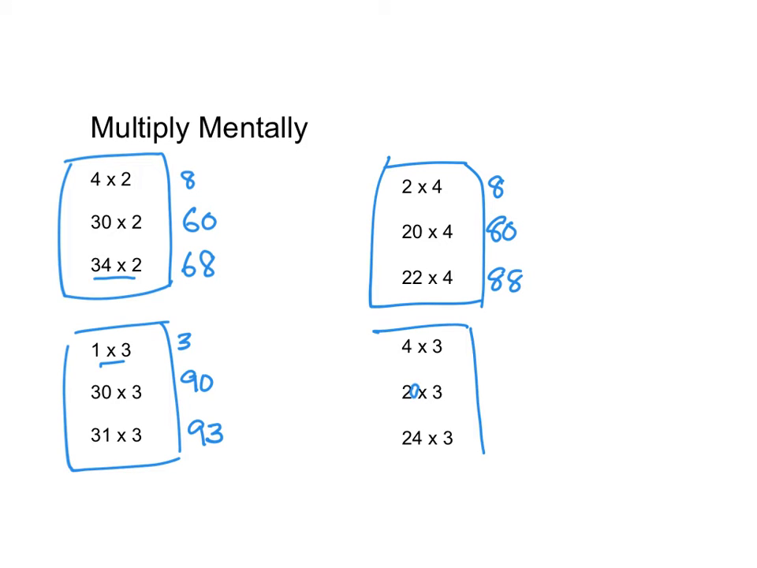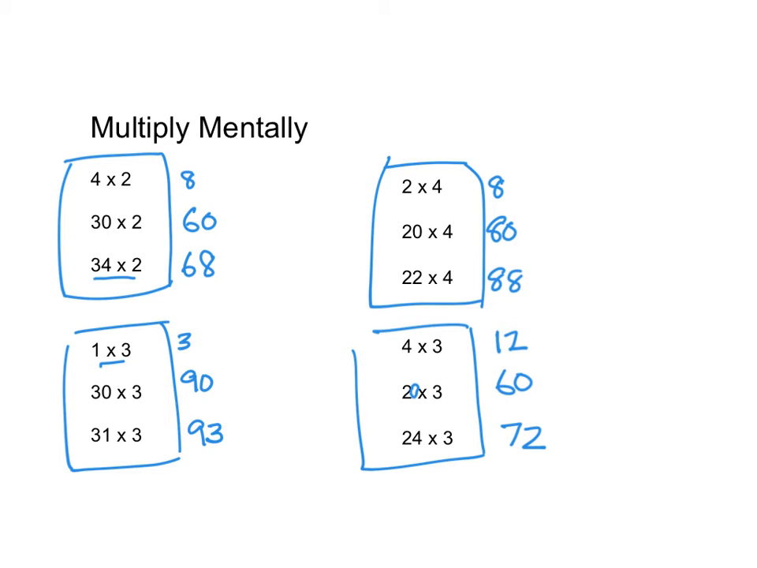Let's look at this last set. 4 times 3, well, 4 times 3 is 12. If you're uncertain of that, you could count by 4s: 4, 8, 12, or count by 3s: 3, 6, 9, 12. 20 times 3 is going to be 60. And then 24 times 3, well, we're going to have to add those together. And our answer there would be 72.